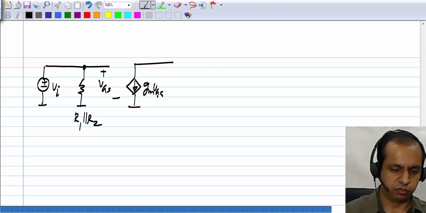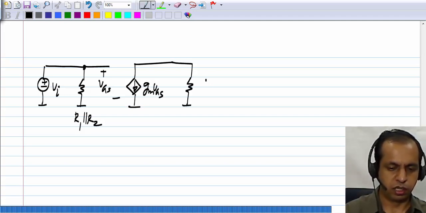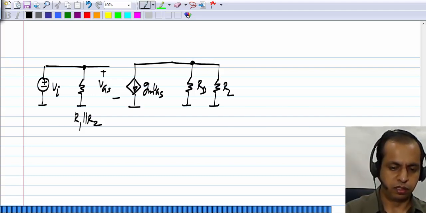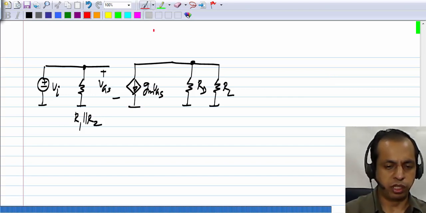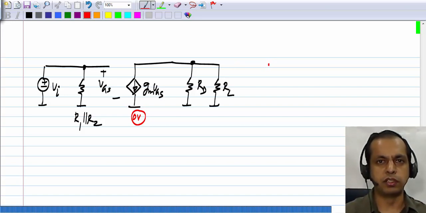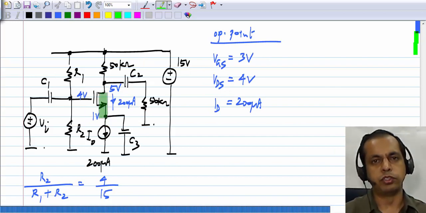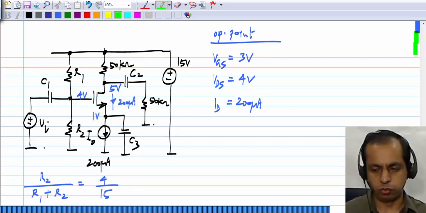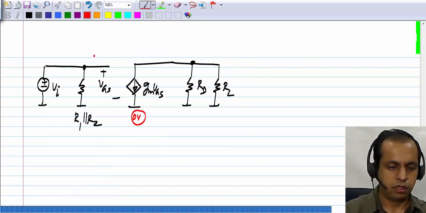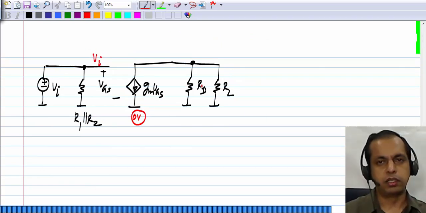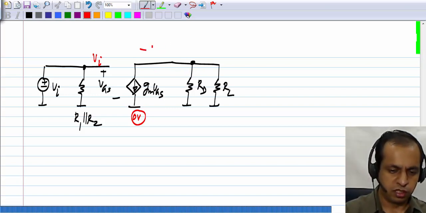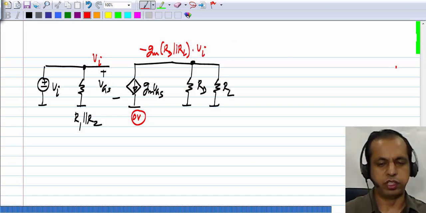We have gm VGS and RD and RL. In the incremental picture, the source is at 0 volts. That is, the incremental source voltage is 0, which means that the source voltage does not change at all. At the operating point it was at 1 volt, the increment is 0, so it will remain at 1 volt. The incremental gate voltage is Vi and the incremental drain voltage is minus gm times RD parallel RL times Vi.